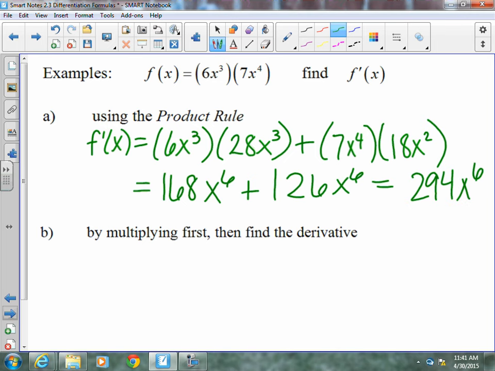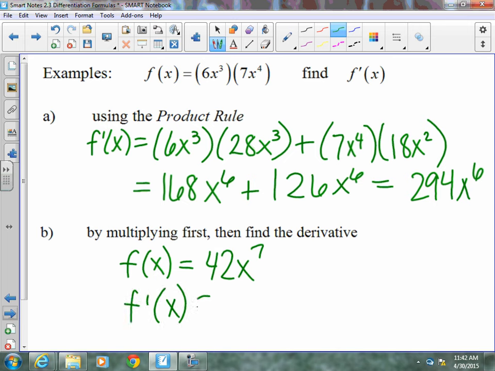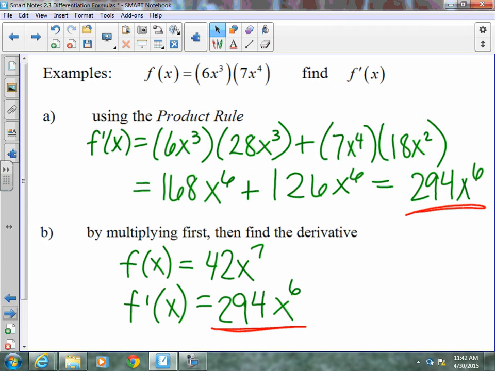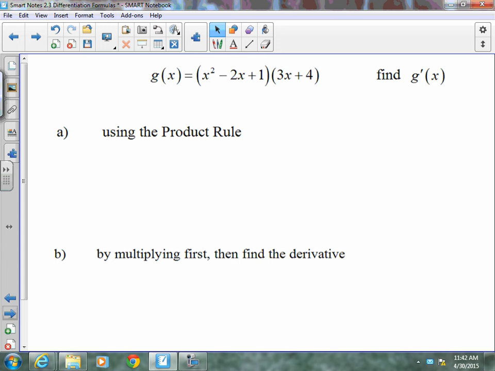Just to prove to you that it works, if I were to multiply 6x cubed by 7x to the 4th, I would get 42x to the 7th. When I derive that, 42 times 7 is 294. Subtract 1 from your exponent, and we get 294x to the 6th. Again, because they're the same, that proves that the product rule works. Go ahead and try this example on your own. Now, I'll do the one part with you.